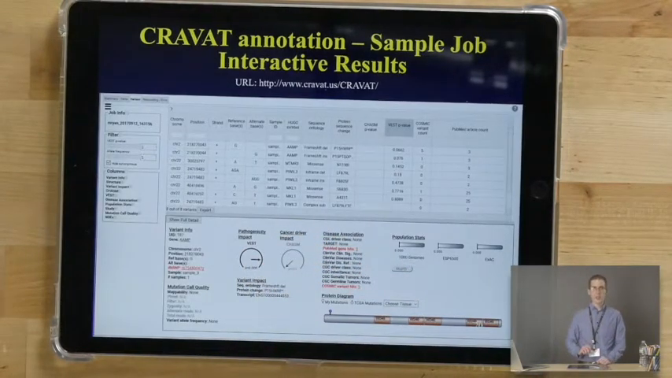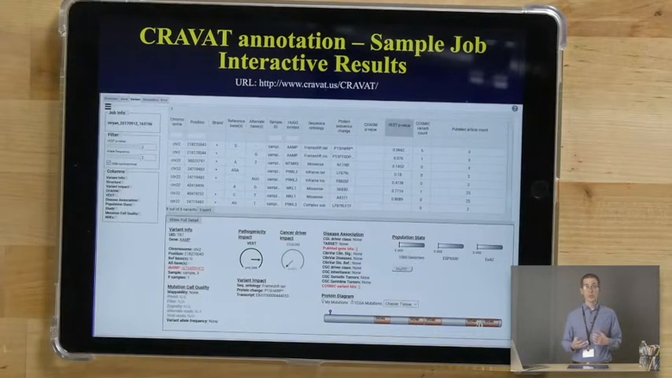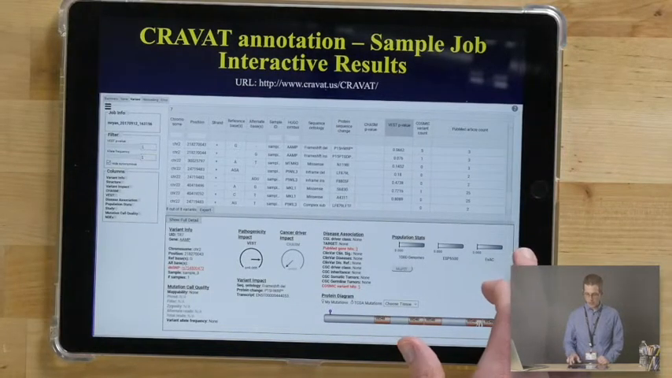And then lastly, we'll be looking more into Cravat in the homework as a way to get a better feel of what mutations look like from a cancer sequencing study. So you'll see more of that to come.